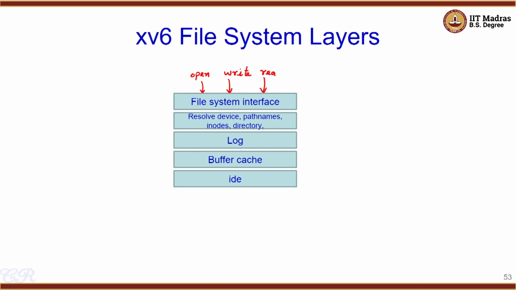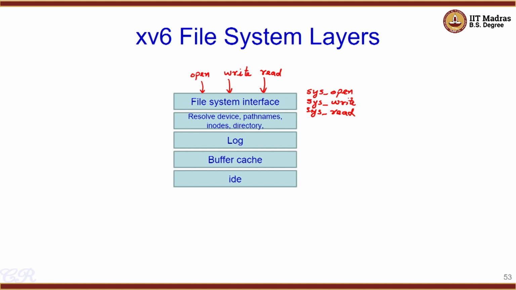This is the layer which essentially collects these system calls and is first to implement them using functions such as sysopen, syswrite and sysread. Of course, there are many other system calls as well, like close, fseek and things like that, but we are just limiting to the very basic system calls of open, write and read.